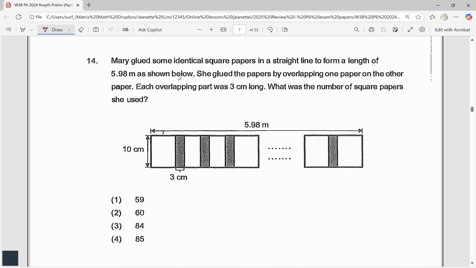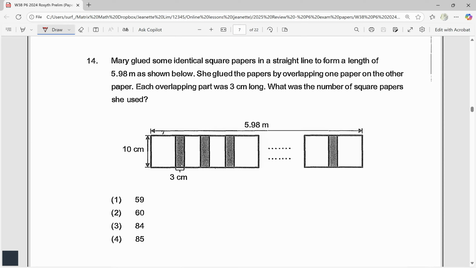Question 14. Mary glued some identical square papers in a straight line to form a length of 5.98 meters as shown. She glued the papers by overlapping one paper on the other. Each overlapping part was 3 cm long. What was the number of square papers she used? Okay, this is somewhat like a grouping question. You have to find a way to try and group them and make sure you don't miss out anything.